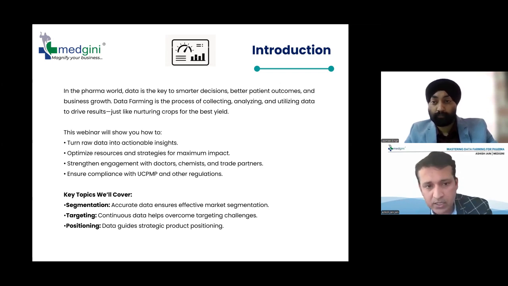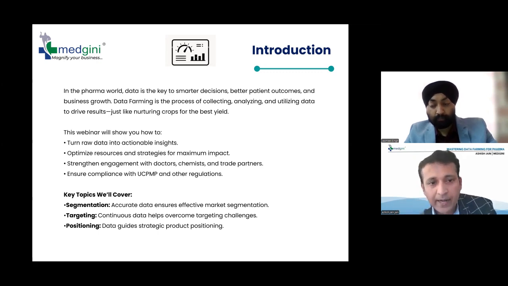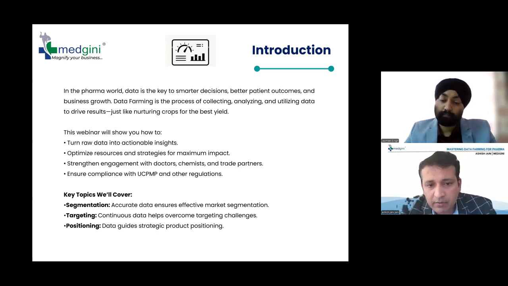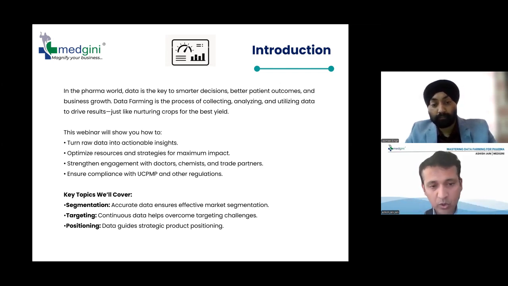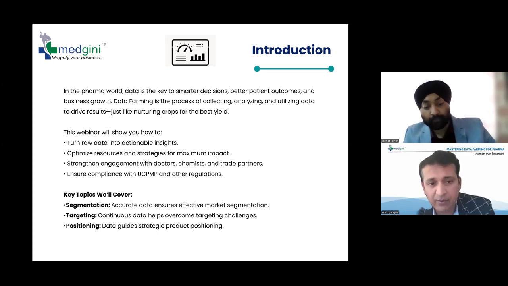Jasmeet, we have covered the entire discussion in three aspects: segmentation, targeting, and positioning. Why segmentation, targeting, positioning? Because that is the core of marketing. In segmentation, we are talking about accurate data and ensuring effective marketing segmentation. Second is targeting: continuous data will help you overcome targeting challenges. Positioning: how data can help you take a decision and position your products more effectively and efficiently.